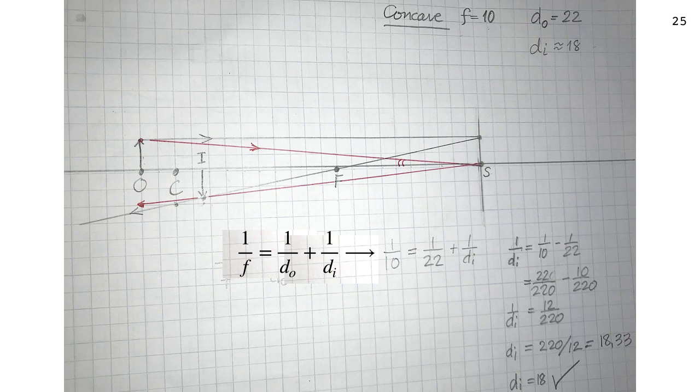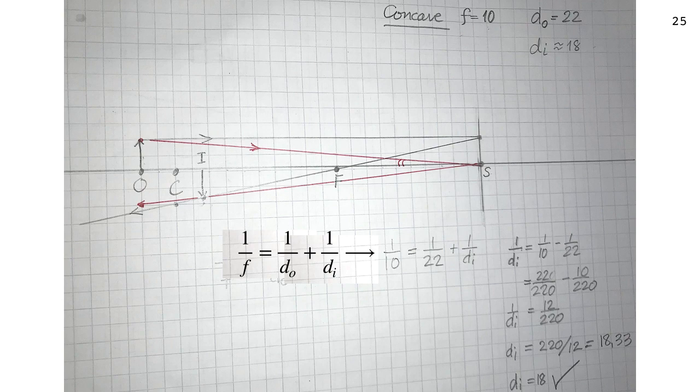22 over 220 minus 10 over 220. Okay, so 1 over DI is equal to 12 over 220. And that means DI is the flip-flop of that, 220 divided by 12, which is what? 220 over 12, what do you get? 18.33. And hey, you guys, that's pretty close to what we actually estimated.